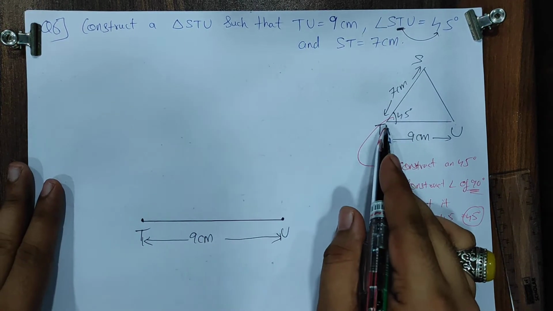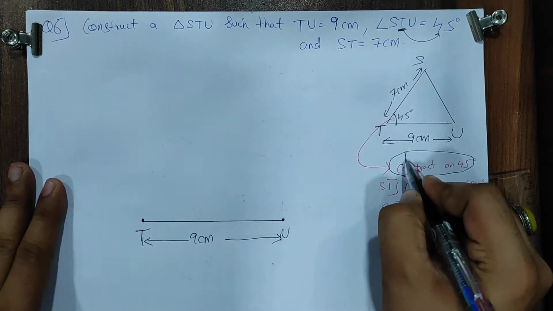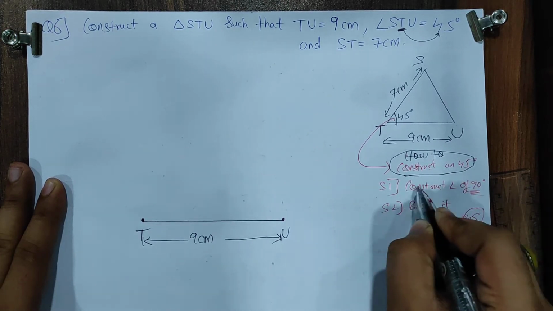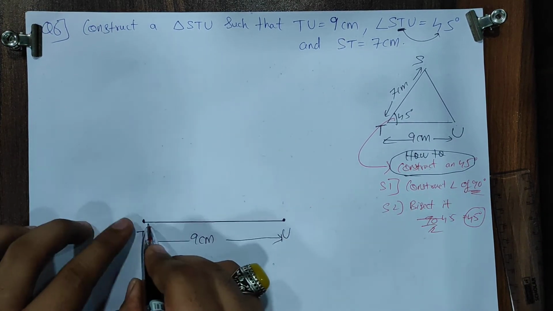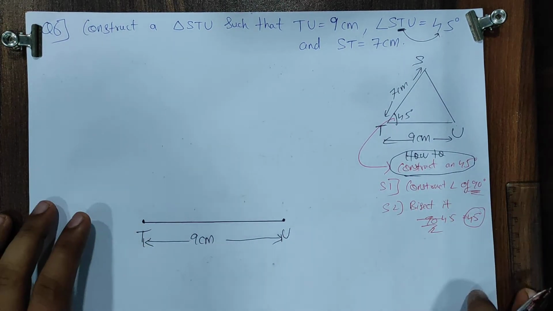Okay, now at T we want 45 degree. But what are the steps to construct an angle of 45 degree? Step 1 is construct a 90 degree at point T, because we want T by 45 degree. Step 1 is construct 90 degree. Okay, how to do it?